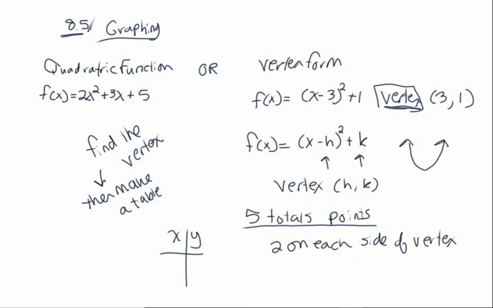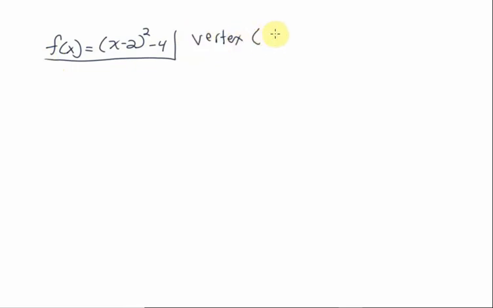So let's actually graph a few, try some examples here, okay? So let me give you the first example. Let's go with f of x is equal to x minus 2 squared minus 4. So first thing is, can you find me the vertex? And this should be, hopefully, really simple. You'll get really fast at this.